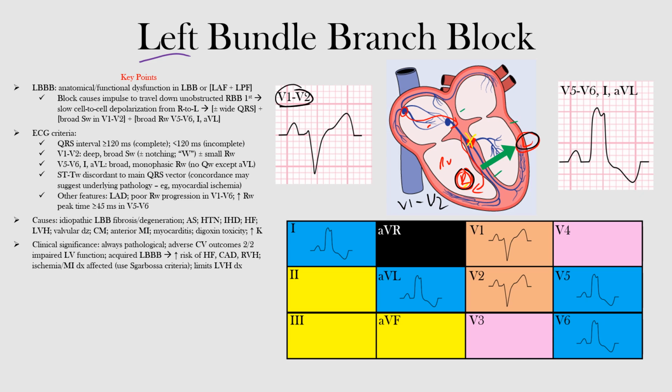Right, here's V1 and V2, and we see this mostly negative complex, that S wave there. And then in our lateral leads, right, we have V5, V6, and then we also have 1 in AVL. All right, the left lateral leads of the left ventricle. Notice that vector is heading towards it, so we'll see these positive upright complexes. Okay, notice that it's all positive in that area. Okay, so as it's heading away or towards those leads, we see those.